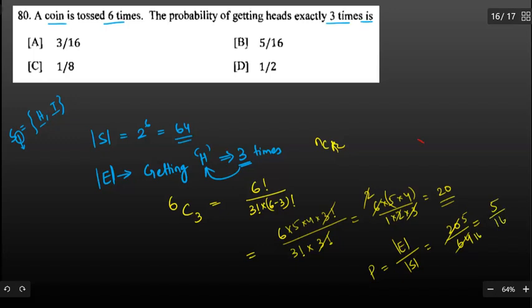So which option is similar to this? Option number B. So the correct answer is option number B.